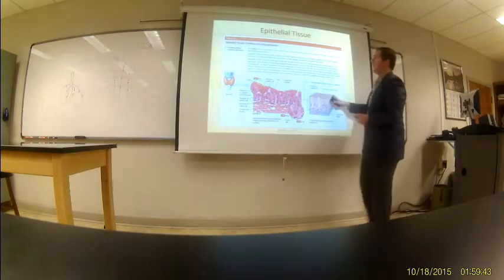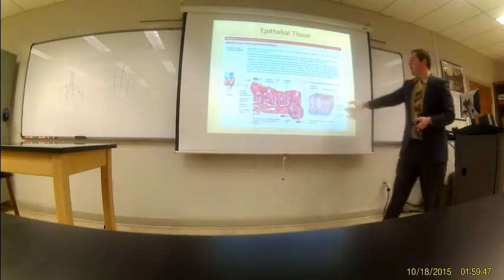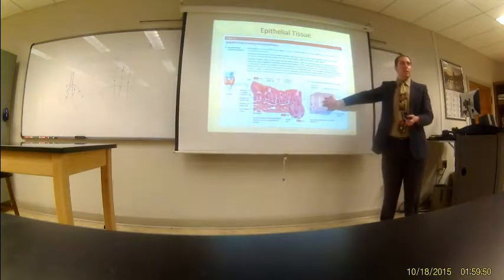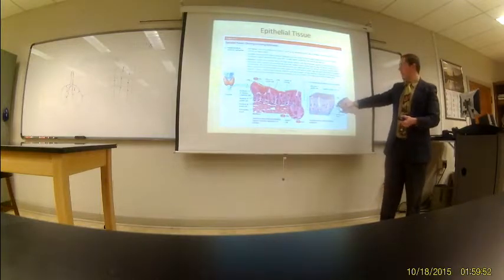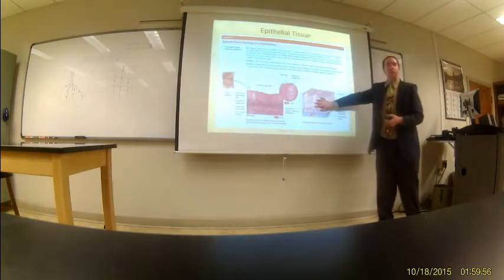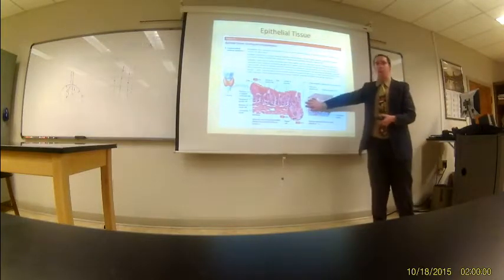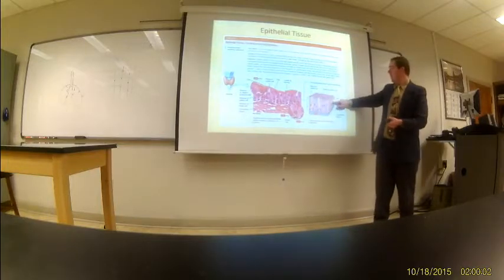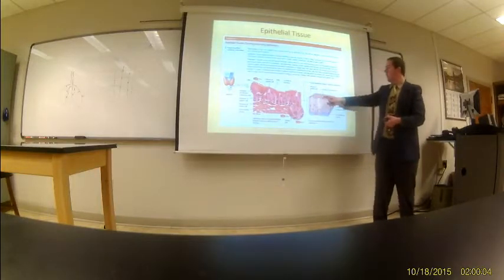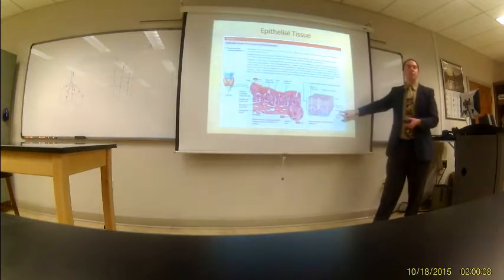This is the pseudo-stratified columnar epithelia. It's very, very similar. The only real difference is that the cells aren't uniform, right? Here, all the cells look very similar to each other. In the pseudo-stratified, they don't. They still have the microvilli, or the cilia, up here, and they also have the goblet cells.